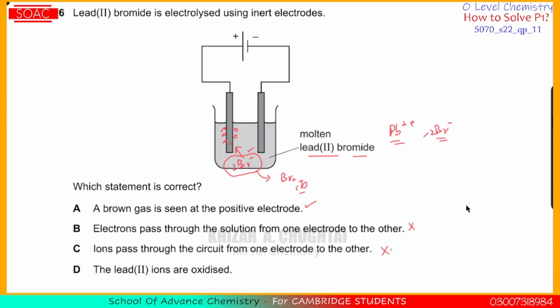The next one is that lead ions are oxidized. Whenever lead ions are present, they will gain electrons, and after gain of electrons they will change themselves into solid lead. So once again it is confirmed that A is the correct option.